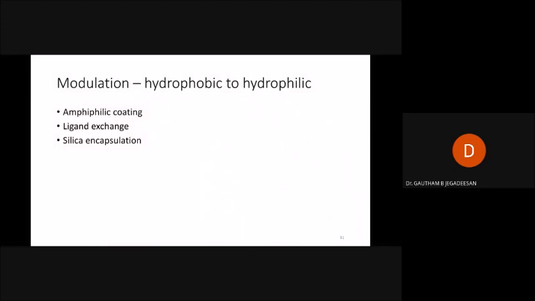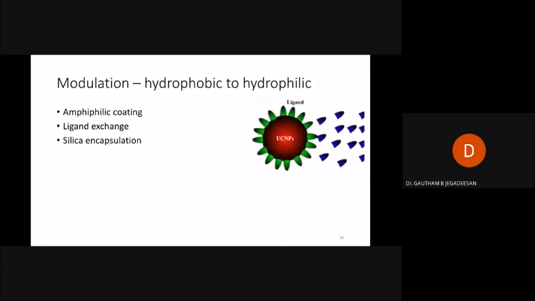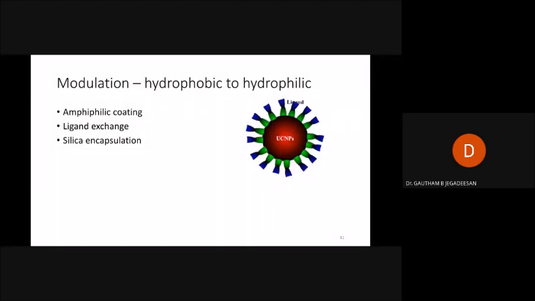Right. And coming to the hydrophobic to hydrophilic changeover, initially the upconverting nanoparticle will have a hydrophobic surface. There will be only an oleate group on the surface. It will have hydrophobicity. To change it into hydrophilic, we can go for three approaches. One is amphiphilic coating, in which we use two groups: a hydrophobic tail and a hydrophilic head. Already there is an oleate group which is hydrophobic.